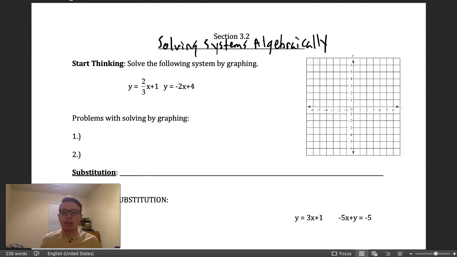And to start off, we want to make sure that we understand where graphing could fail us, or what some of the issues are, so why we would need to use algebraic equations. To do that, let's try to graph these and figure out where they would meet. We start out with y is equal to 2/3 x plus 1, so we're going to go up to 1. Going to go up 2 over 3, up 2 over 3, and so on over 3, and we draw our line.